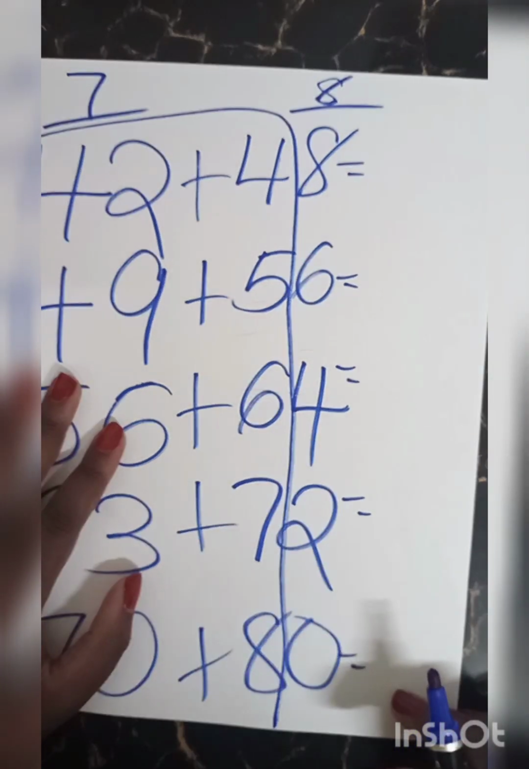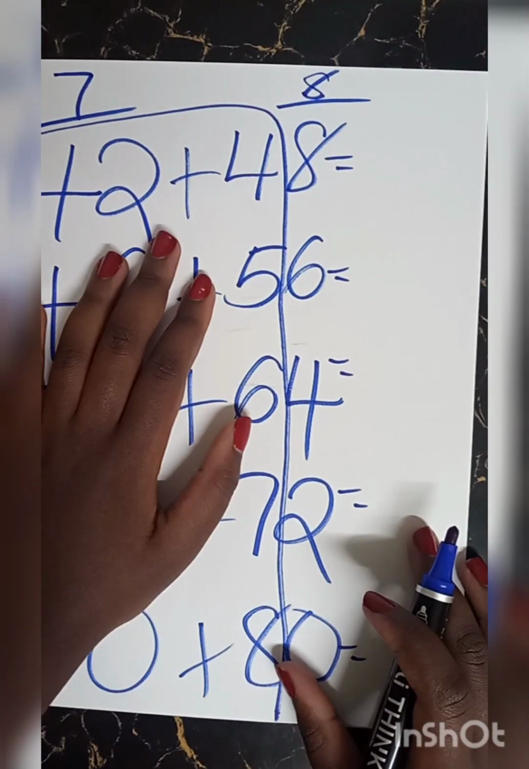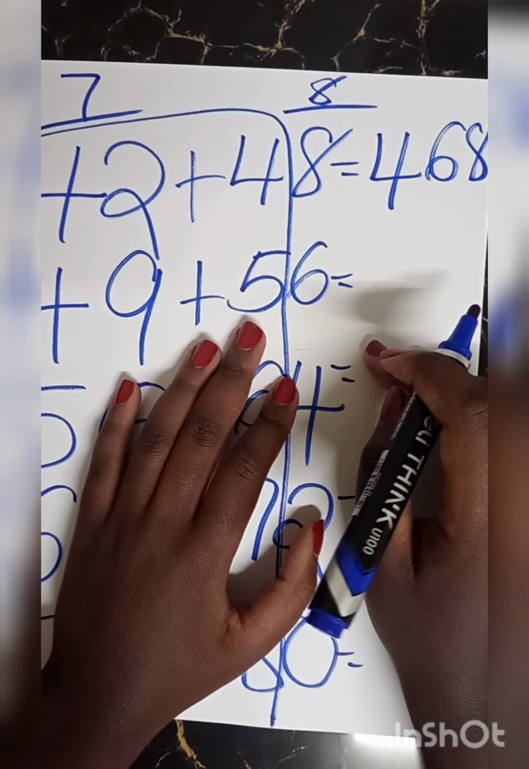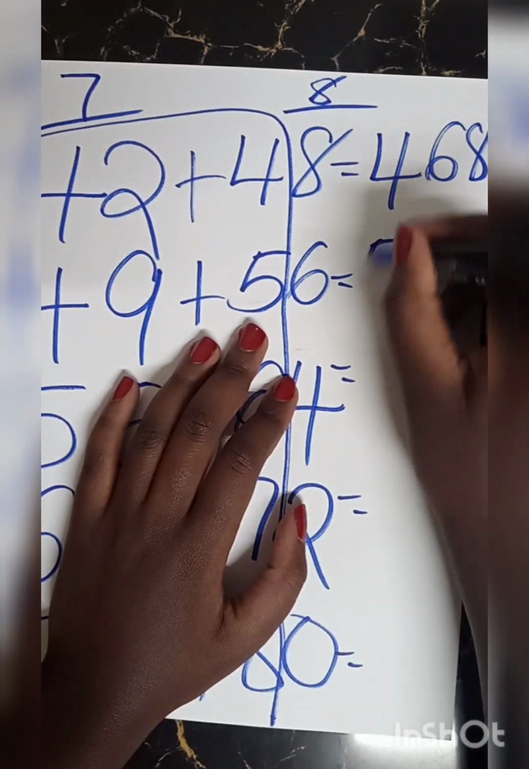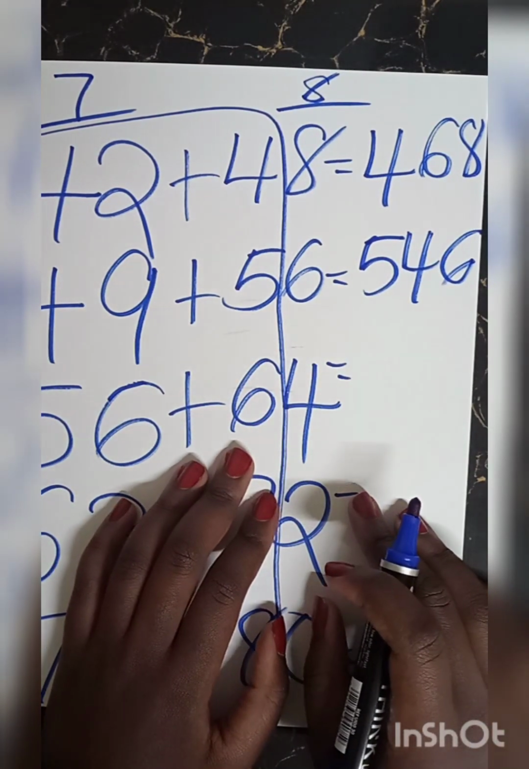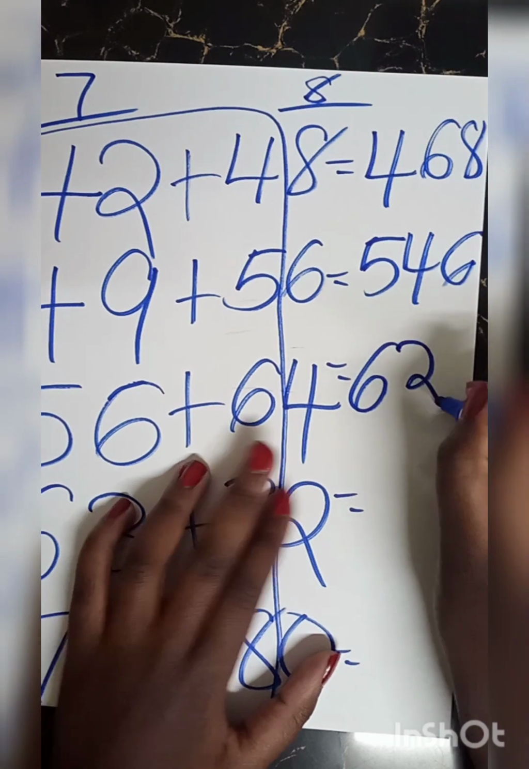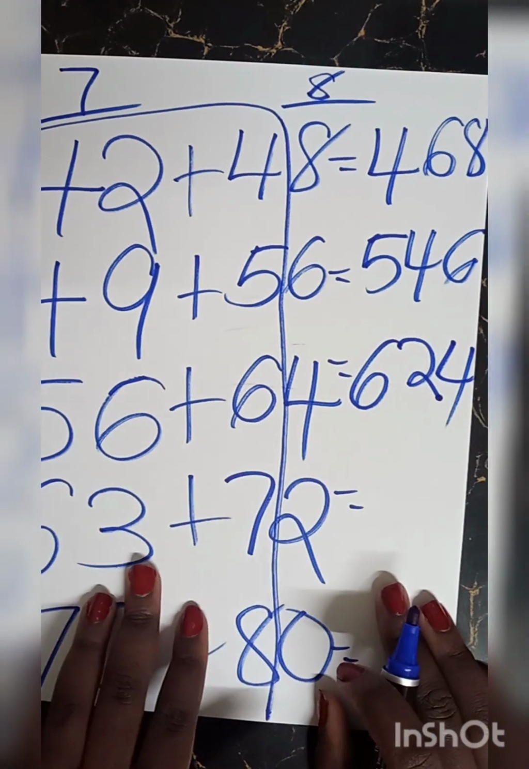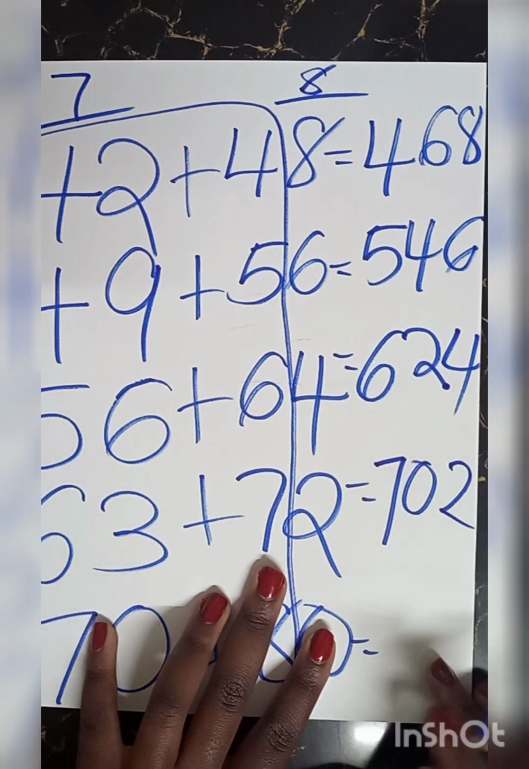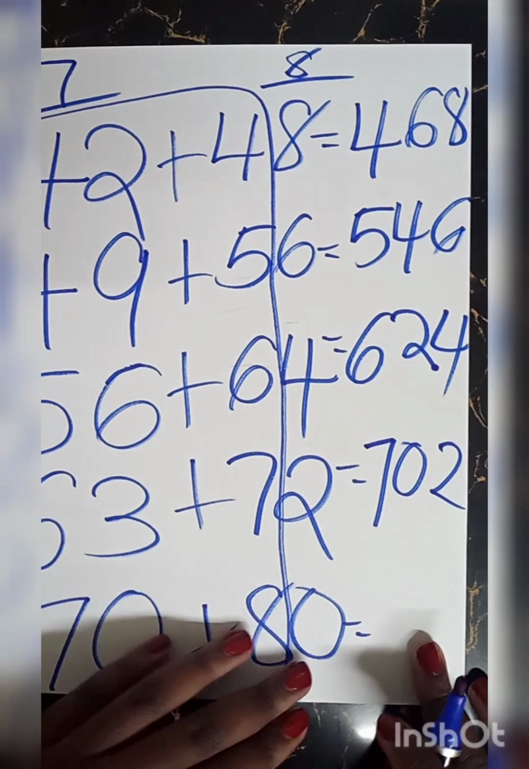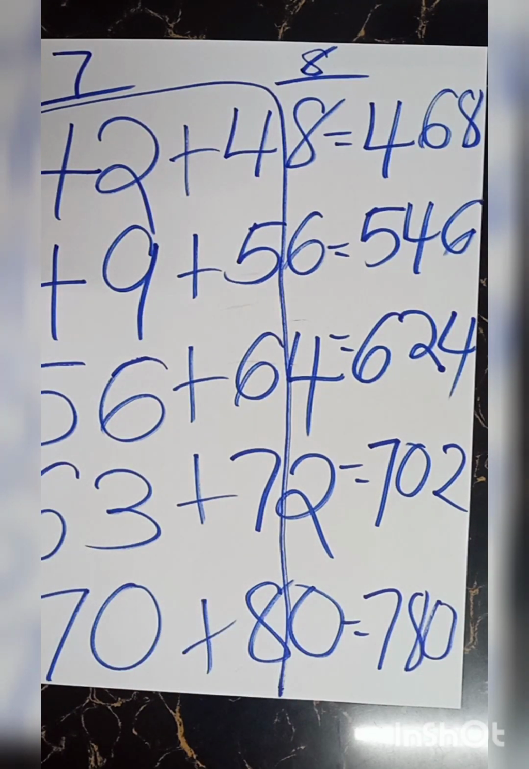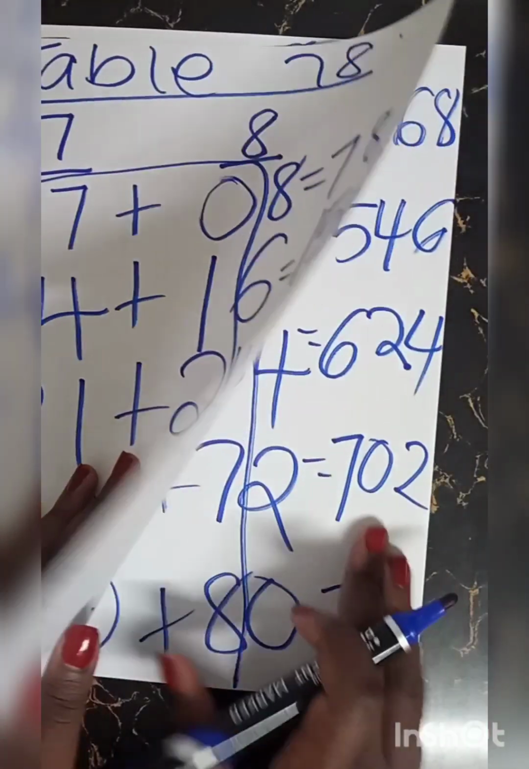So 42 plus 4 is 46, right? Retain the 8. 49 plus 5 is 54. Retain the 6. 56 plus 6 is 62. Retain the 4. 63 plus 7 is 70. Retain the 2. And 70 plus 8 is 78. Retain the 0. Are we together? And just like that, you have your table 78.